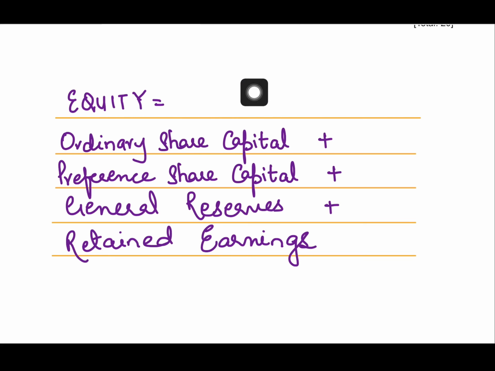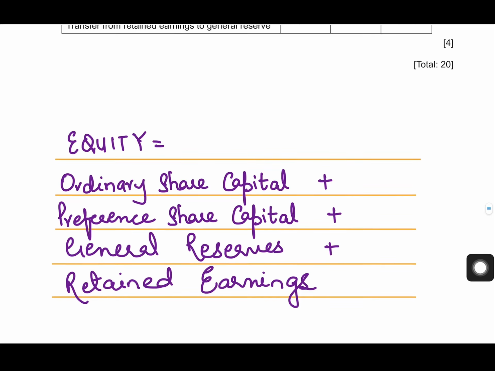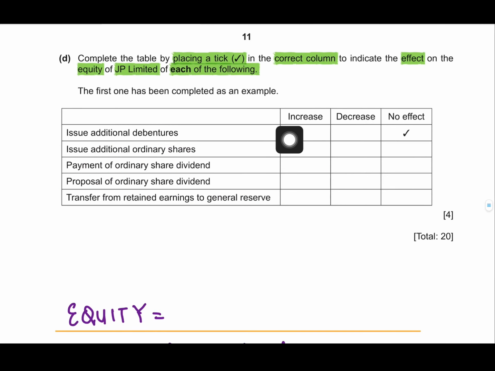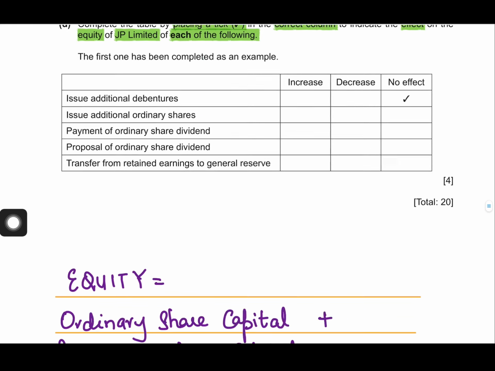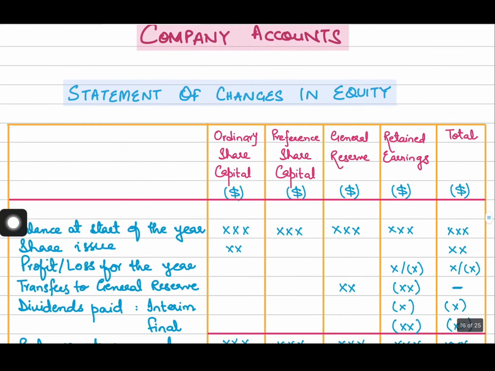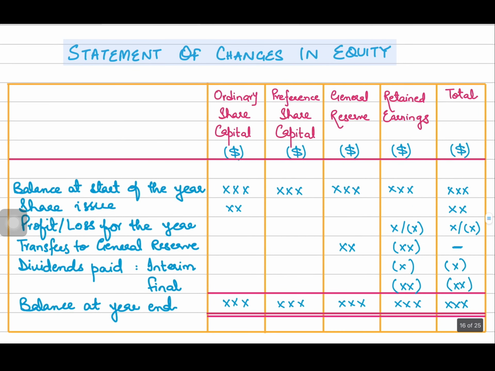So these are the components of equity: ordinary share capital, preference share capital, general reserves and retained earnings. And what is the requirement? The requirement is that whether these transactions, how will they affect your equity, right? Whether they increase it, whether they will decrease it, or whether there will be no effect. Now before reading these transactions, let's just quickly review the statement of changes in equity format. The statement of changes in equity is made up of these, of course, these components of equity, these four, and there is a total column.